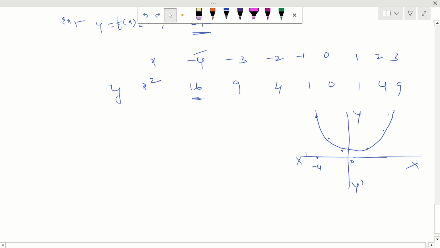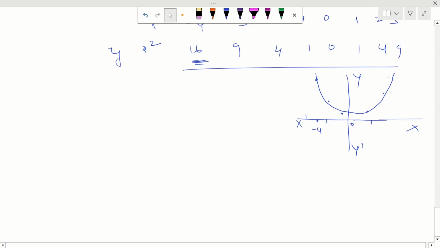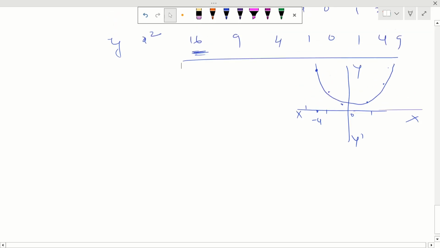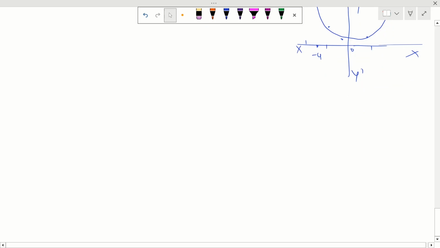You just try this one. For minus 4 on the x-axis, these values are on the y-axis. All values are positive, therefore we will get a graph like this. Okay, this is understood now. You can also try other problems given in the textbook. This concept is very easy, and now I will be solving some exercise problems.